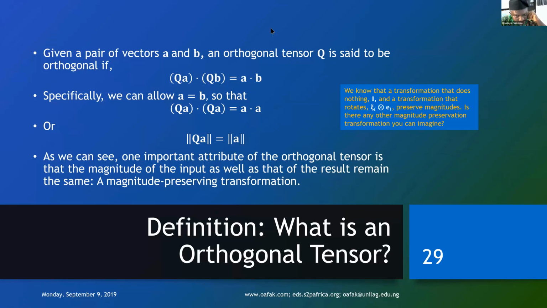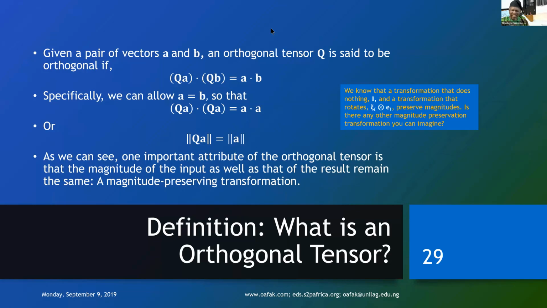If you have thought about it and you cannot think of any other one apart from the identity and the rotation, can you imagine any other magnitude preservation transformation? Is there any other one apart from identity and rotation? Oluwa Tomiwa said, I don't think so. Okay, that's that. Who agrees with Oluwa Tomiwa? Toluwa: No, sir, I can't. Okay, can't think of any.